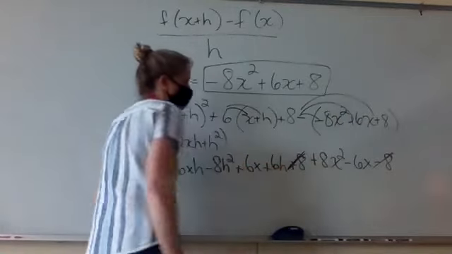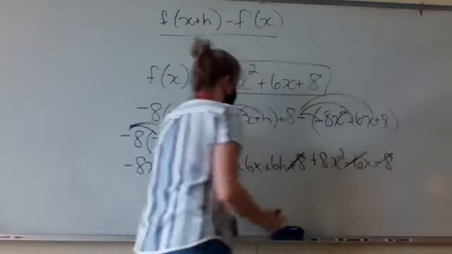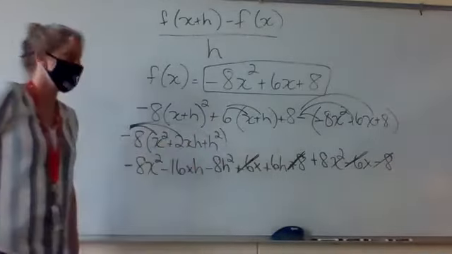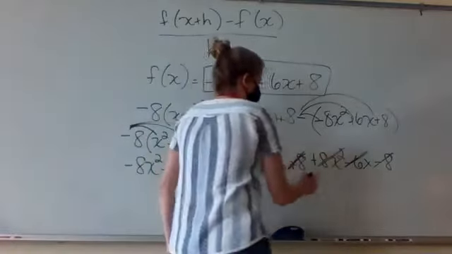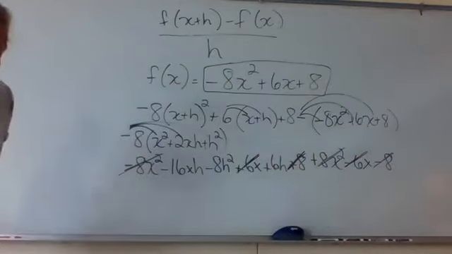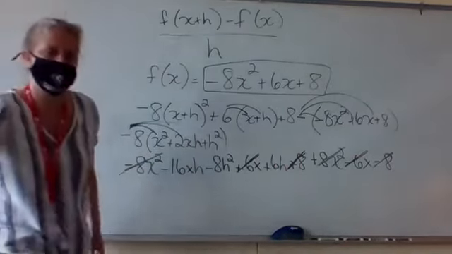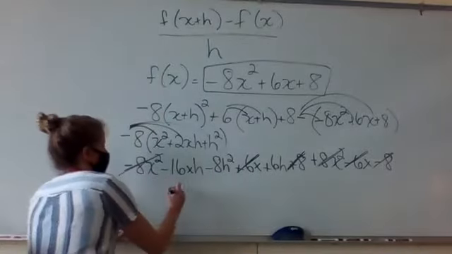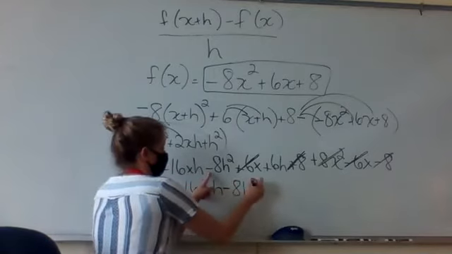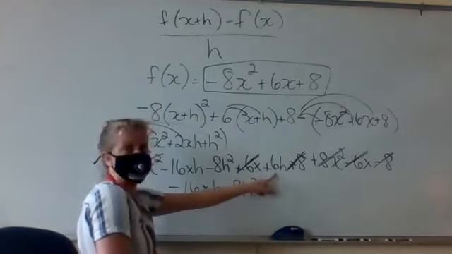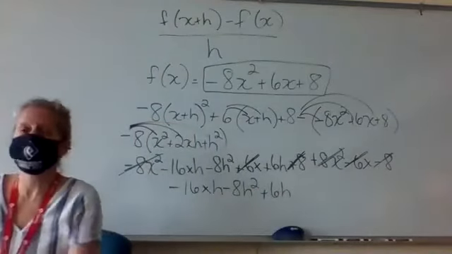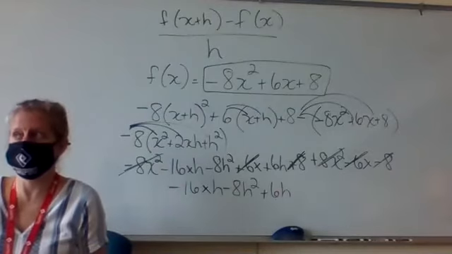There it is. A negative 6x. So there should be a positive 6x to cancel. And there it is. And a positive 8x squared means there should be a negative 8x squared to cancel. And there it is up front. So let's look at what we have left. I've got negative 16xh minus 8h squared plus 6h. So everything that's left has an h in it.